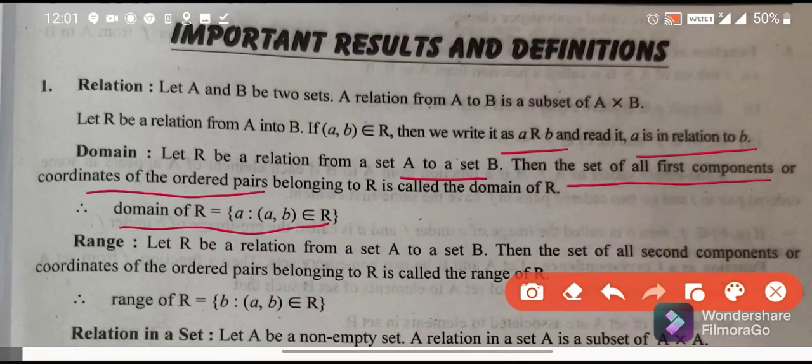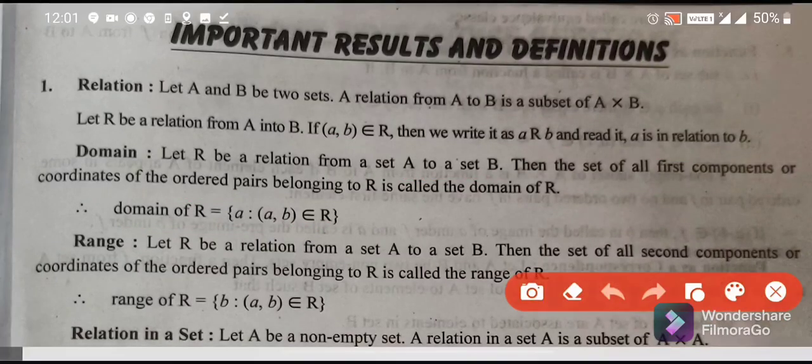Domain of R is equal to the set of a such that (a, b) belongs to R. Next, range. Let R be a relation from set A to a set B. Then the set of all second components or coordinates of the ordered pairs belonging to R is called the range of R. Range of R is equal to the set of b such that (a, b) belongs to R.